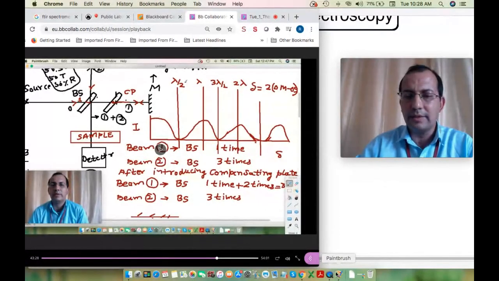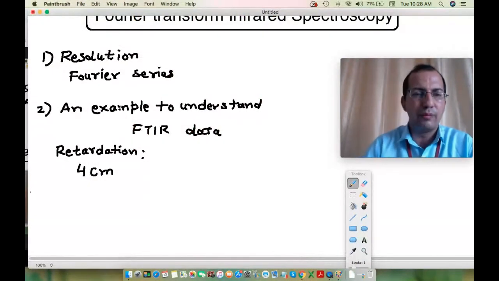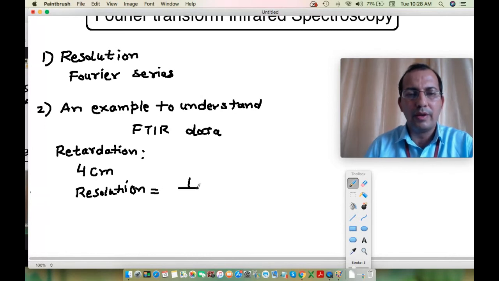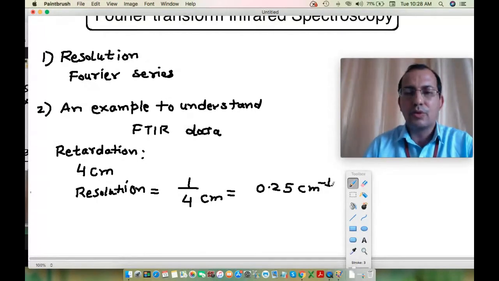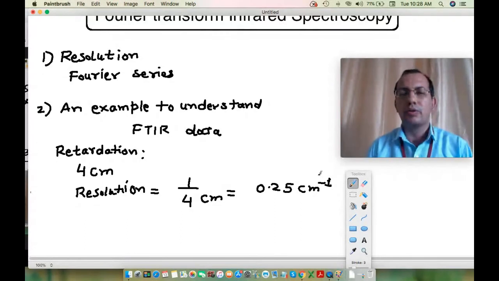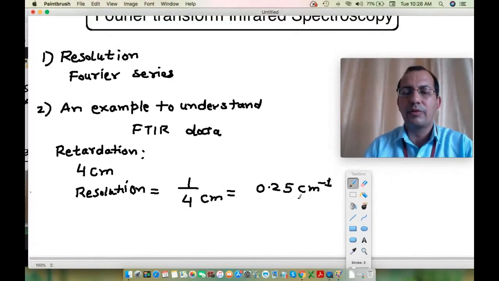So if you have 4 centimeter of retardation, then the resolution of the spectrometer will be equal to 1 by 4, in centimeter, so it will be equal to 0.25 centimeter inverse. Sometimes in the case of the FTIR spectrometer, we also deal with these units, which are the units of the wave number. That will be the resolution of the Fourier Transform infrared spectrometer.